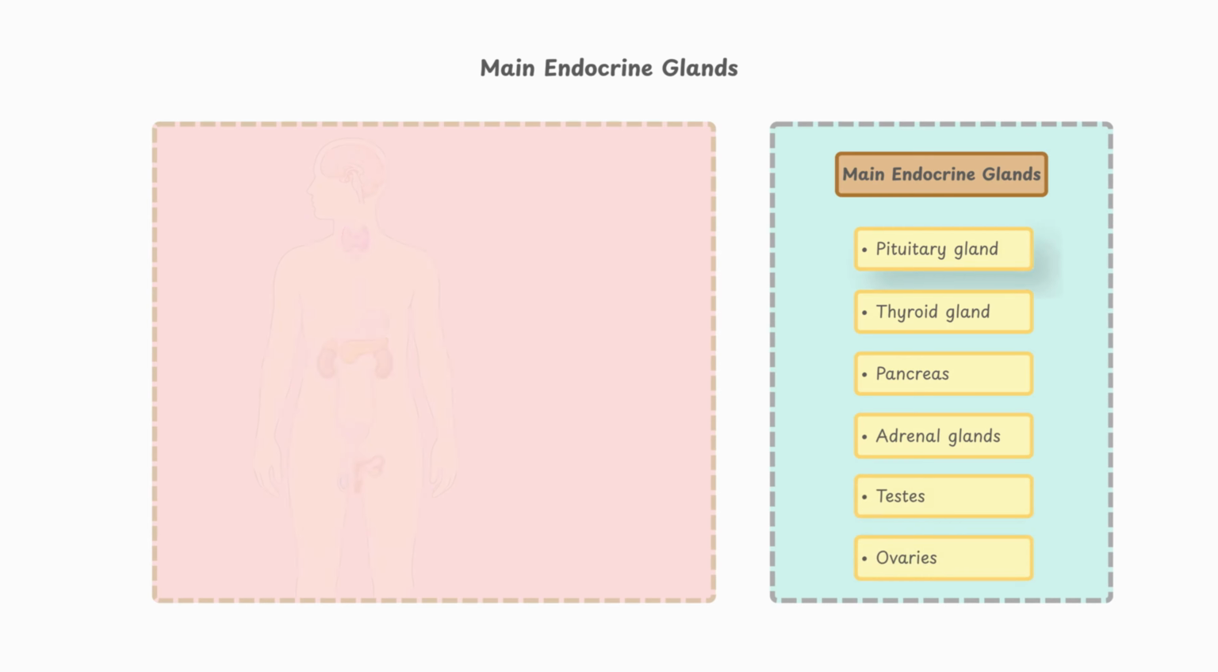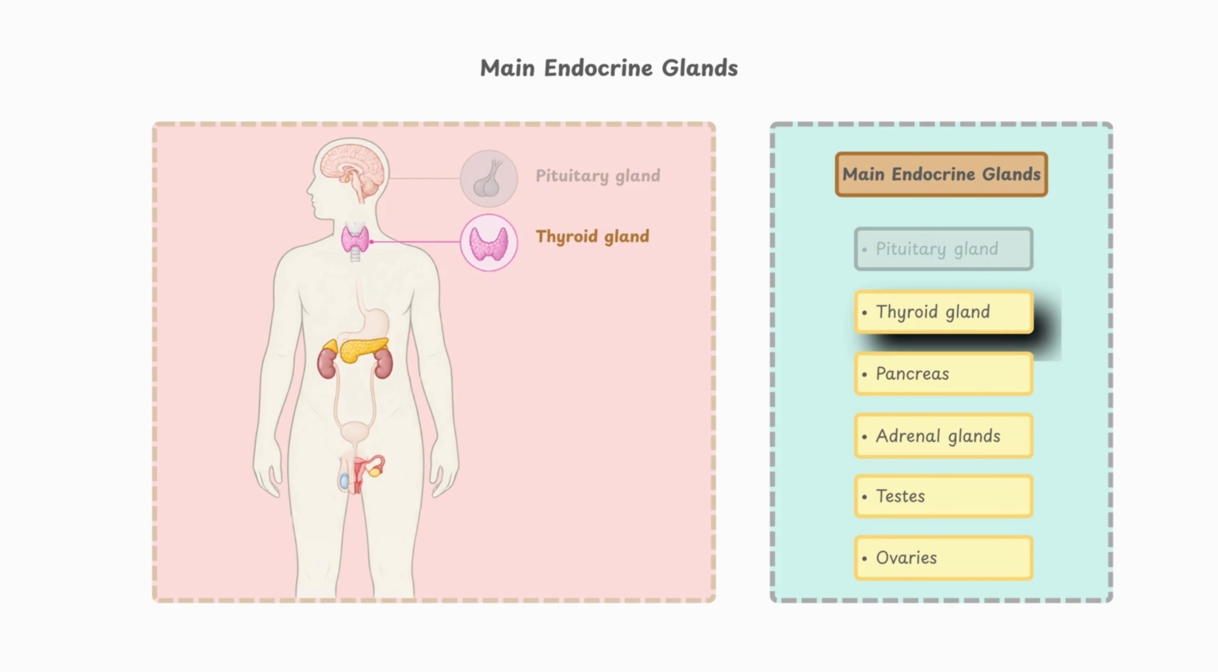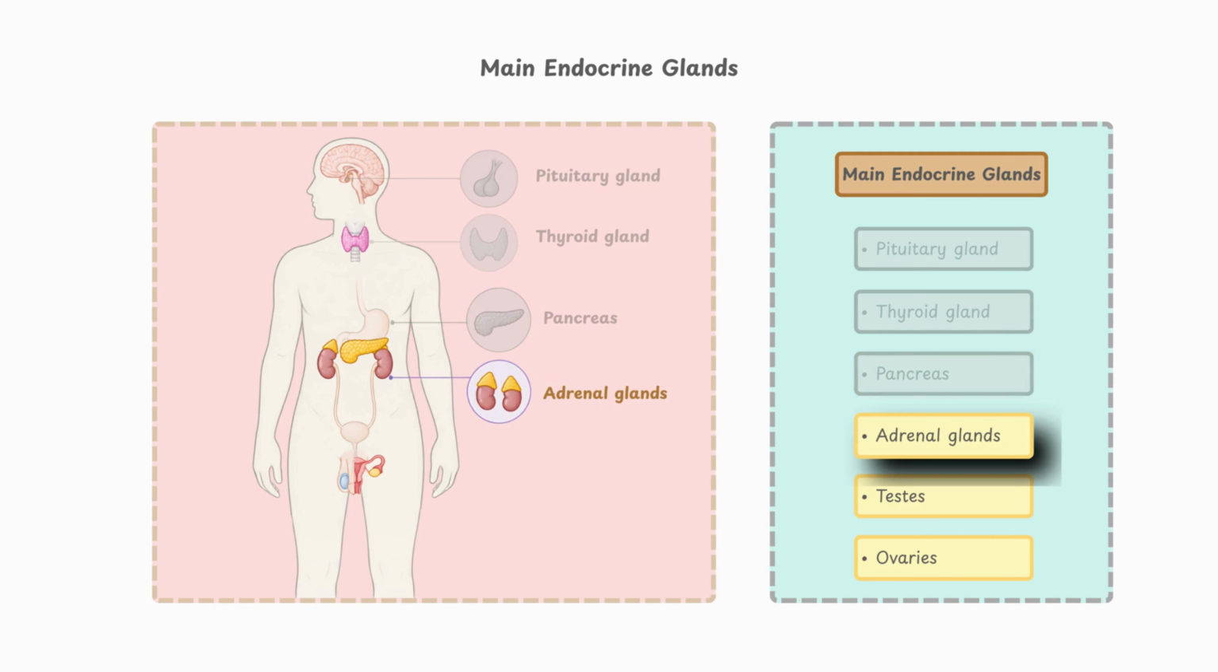Let's look at each one. The pituitary gland is often called the master gland because it controls the activity of many other endocrine glands. The thyroid gland produces thyroxine, which helps regulate metabolic rate and growth. The pancreas produces hormones involved in blood glucose control. The adrenal glands produce adrenaline, which prepares the body for emergency situations.